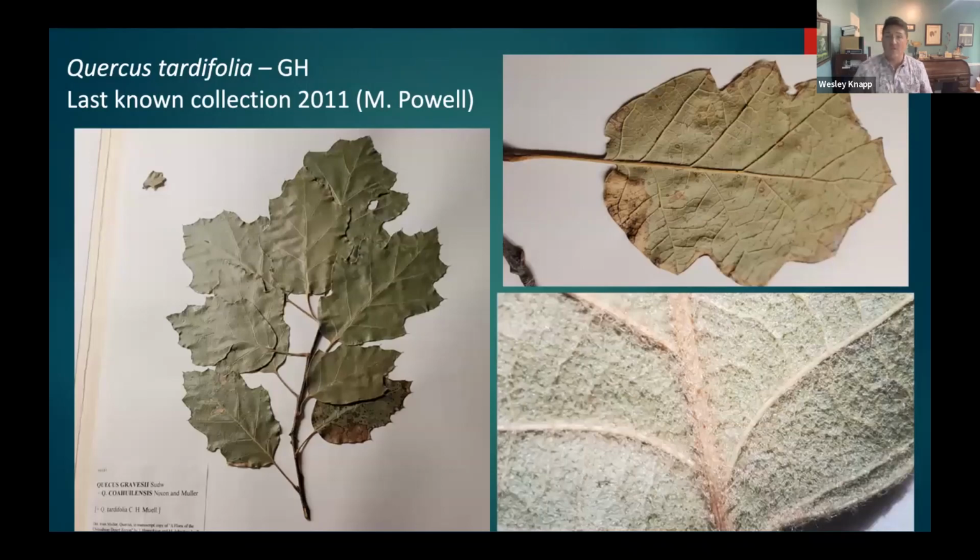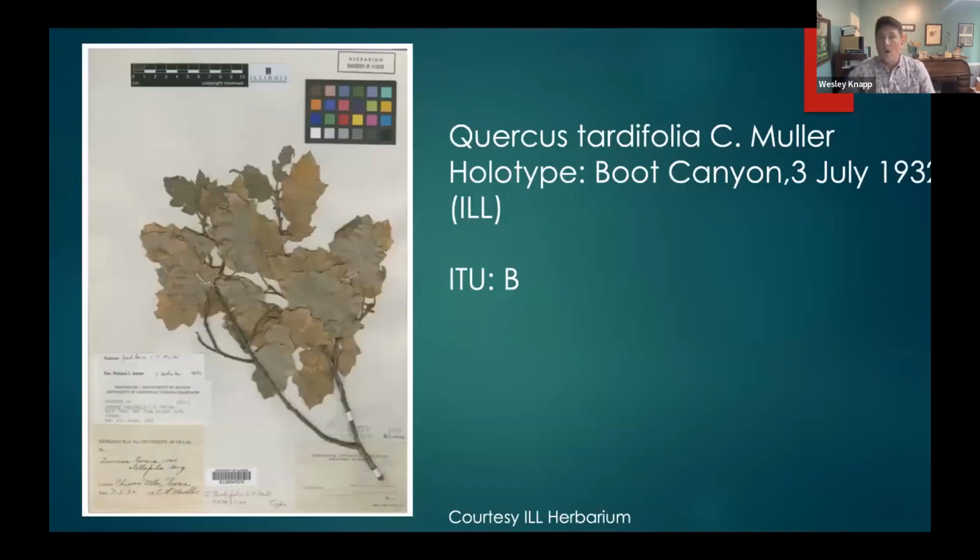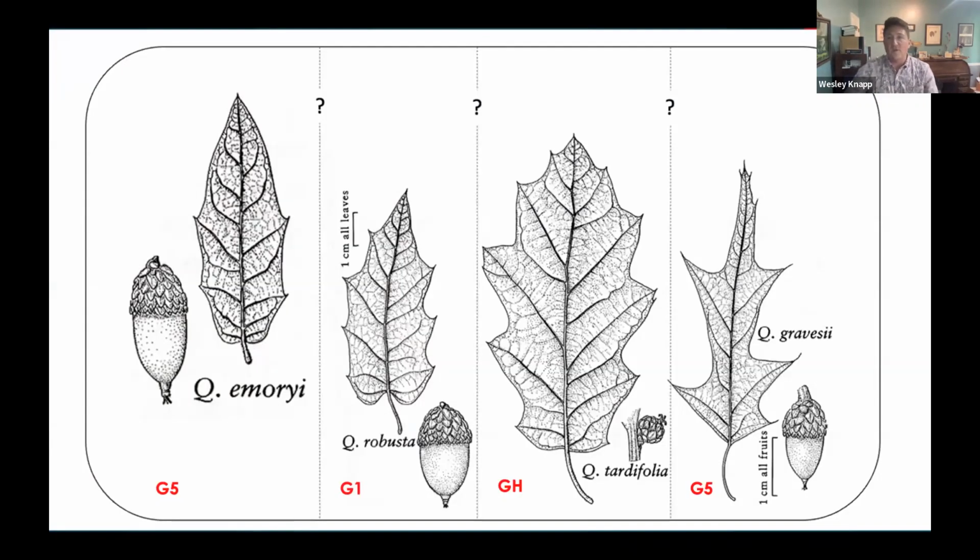So we've destructively sampled this last collection made by Mike Powell, and then also we were allowed to destructively sample part of the holotype. You can't see that, it was last collected in 1932, and this had an ITU of B. So it was one of those plants that's more often than not accepted as distinct, but very occasionally it's considered a hybrid. And knowing what the entities are is really important.